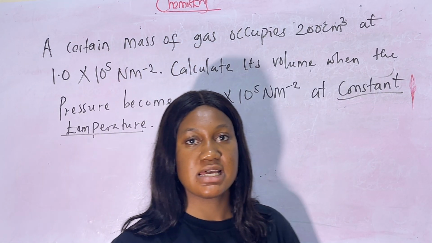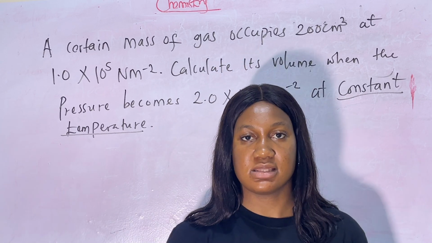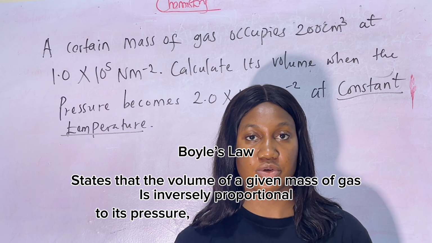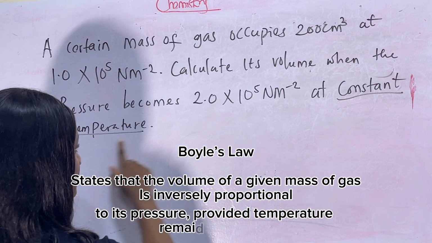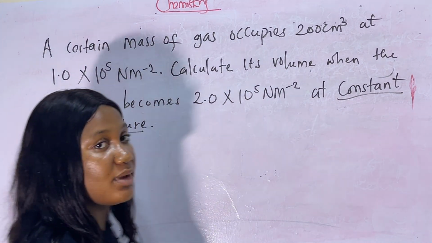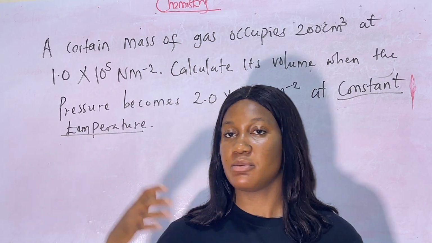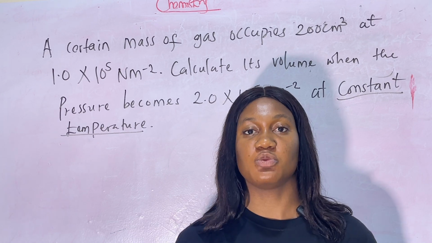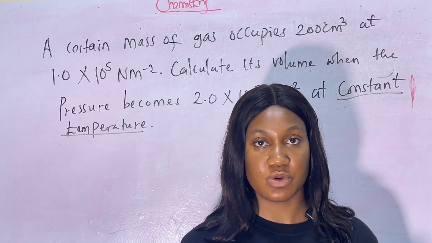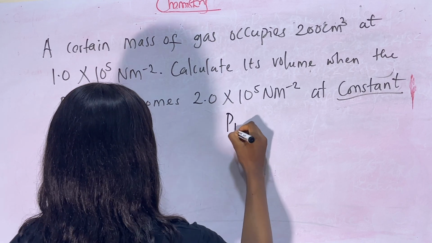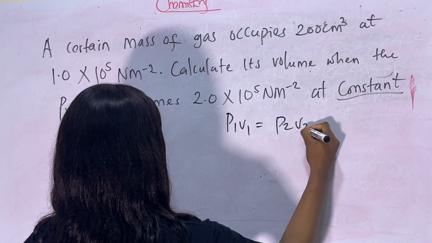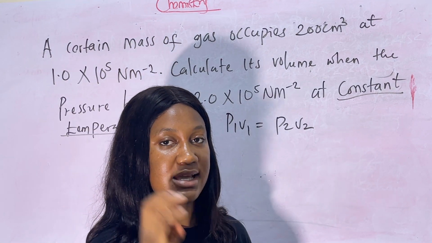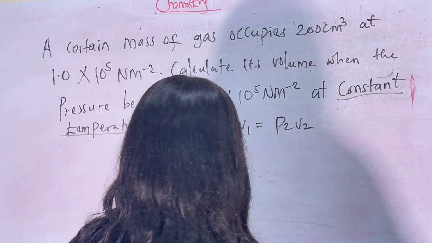Remember that we said that Boyle's law states that the volume of a given mass of gas is inversely proportional to its pressure, provided that temperature is constant. So when a question comes up like this, and I'm saying that temperature is constant, automatically I know that question would be solved with Boyle's gas equation, which is P1V1 = P2V2, where P is pressure and V is volume.